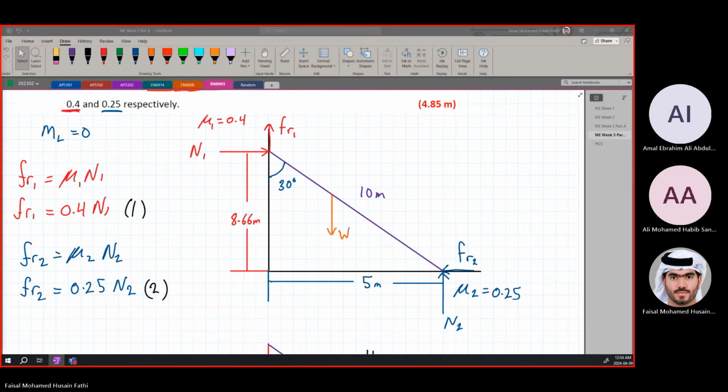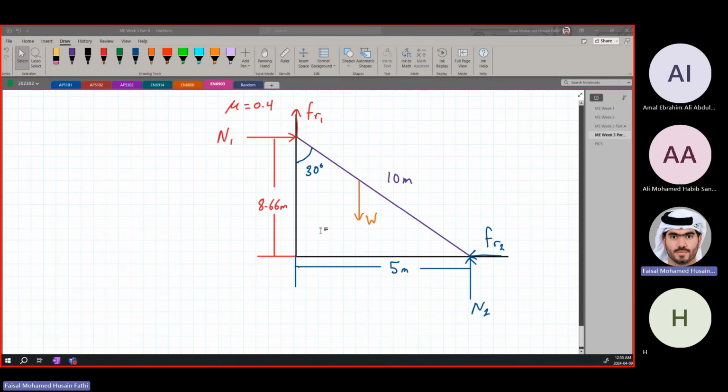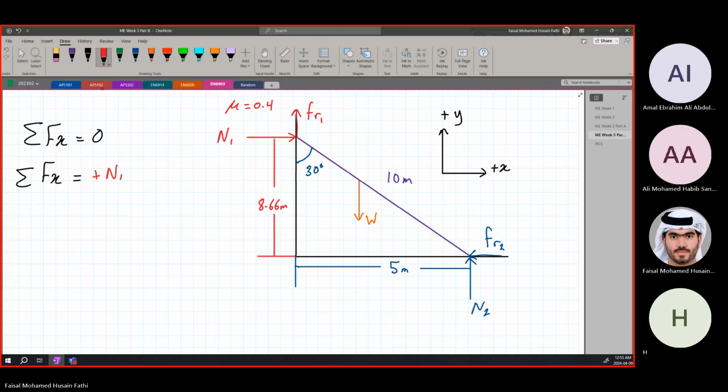Now, moving on to here, we have our first two equations. Now we can use our sigma Fx and sigma Fy. Sigma Fx equals 0. What is sigma Fx? Sigma Fx is equal to... let's identify our positive directions. This is plus x. This is plus y. Okay. So N1 is positive, plus N1. And then FR2 is minus FR2.